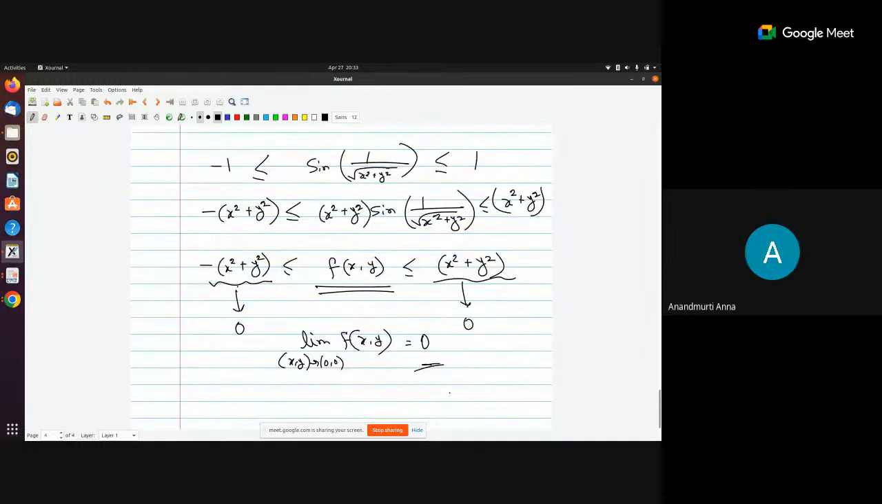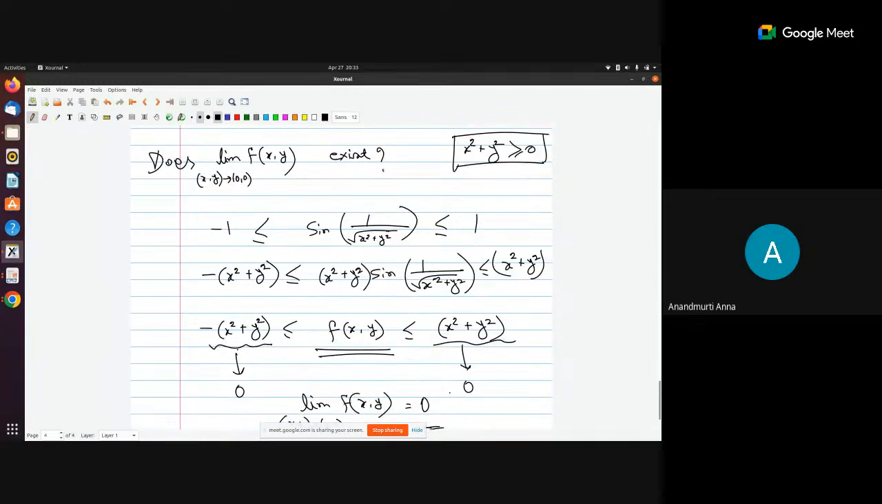One question, sorry for interrupting. That sine in between, one divided by under root x square plus y square, we are taking it to be less than one and greater than minus one, just because sine has its value in between. It doesn't matter whatever function is inside sine. The sine will eventually give plus one or minus one, the upper limit and lower limit. Yeah, sine is always bounded by that.